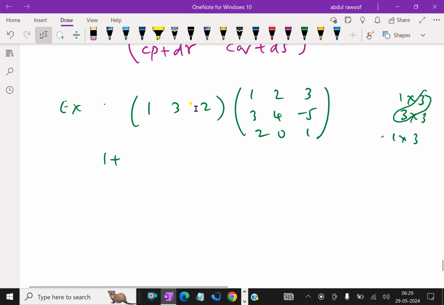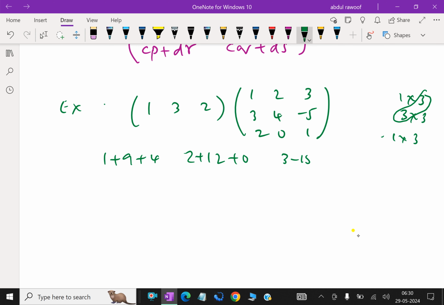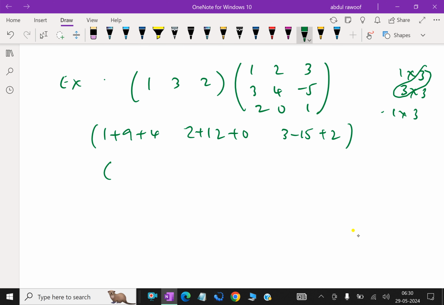How to multiply this: first row with first column, 1 into 1 is 1, plus 3 into 3 is 9, plus 2 into 2 is 4. First row with second column, 1 into 2 is 2, 3 into 4 is 12, 2 into 0 is 0. Then first row with third column, 1 into 3 is 3, 3 into minus 5 is minus 15, 2 into 1 is 2. Now, this is the resultant matrix: 1 plus 9 is 10, 10 plus 4 is 14, 2 plus 12 is 14, and 3 plus 2 is 5, 5 minus 15 is minus 10. This is the resultant matrix.